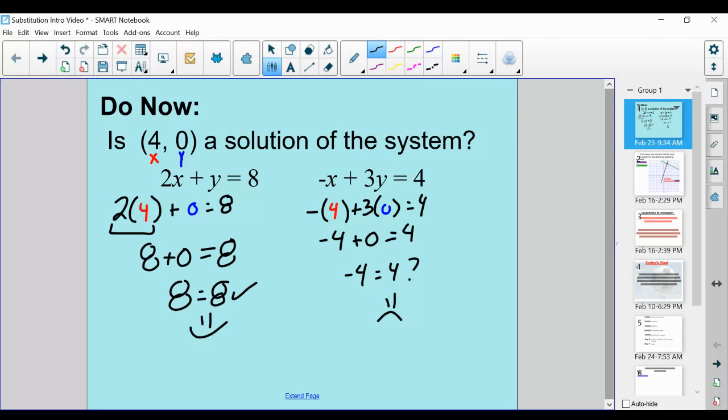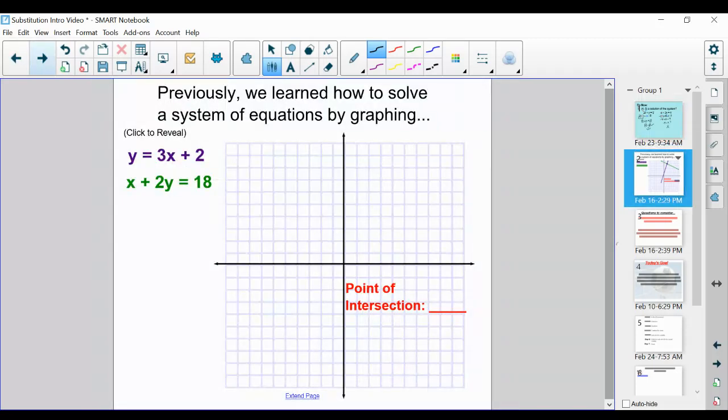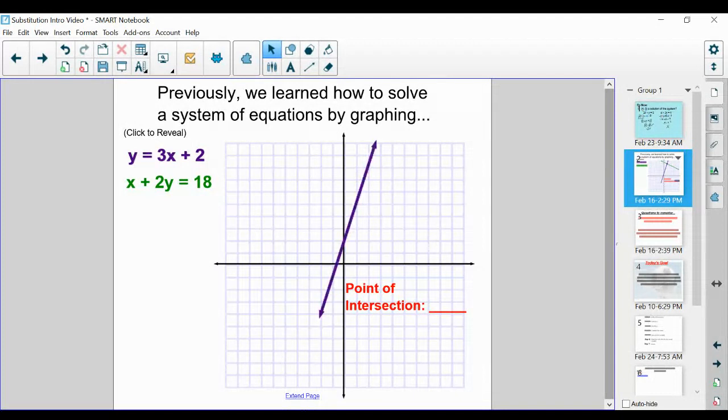Awesome. And speaking of systems, previously we learned how to solve a system of equations by graphing. So if we have two equations, y = 3x + 2 and x + 2y = 18, we know that we can graph these and see where these lines intersect. We call that the point of intersection. In this example, it happened to be (2, 8). And this is one way of solving systems of equations. We can use this graphing method.